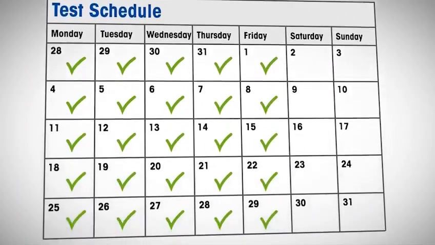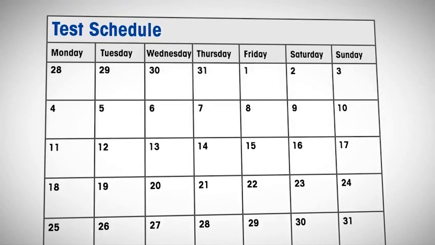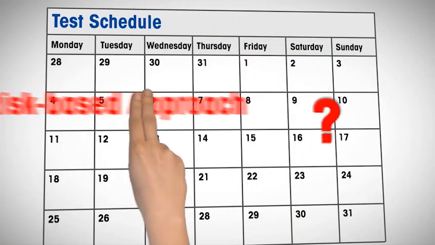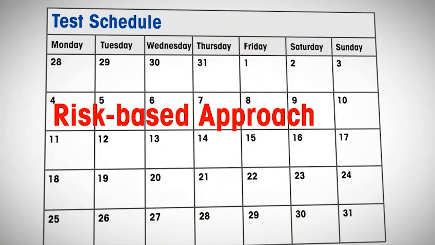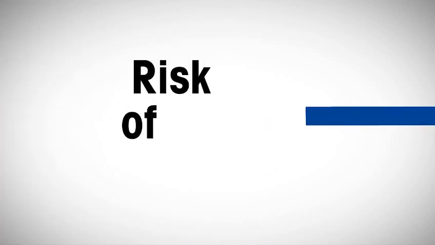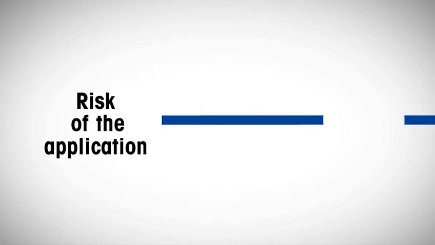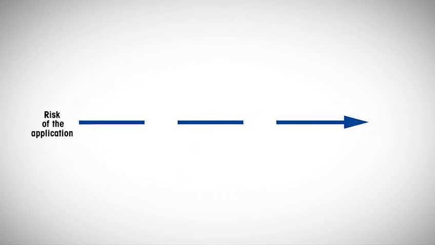Note that the new regulation does not mention a daily check anymore, as it was the case in the old Chapter 1251. Reflecting current good manufacturing practices, the new USP regulation now recommends a risk-based approach to determine appropriate frequencies of testing. 2 factors influence the test frequencies. First, the risk of the application. For example, let's classify the impact of potentially inaccurate weighing results into low, medium and high.